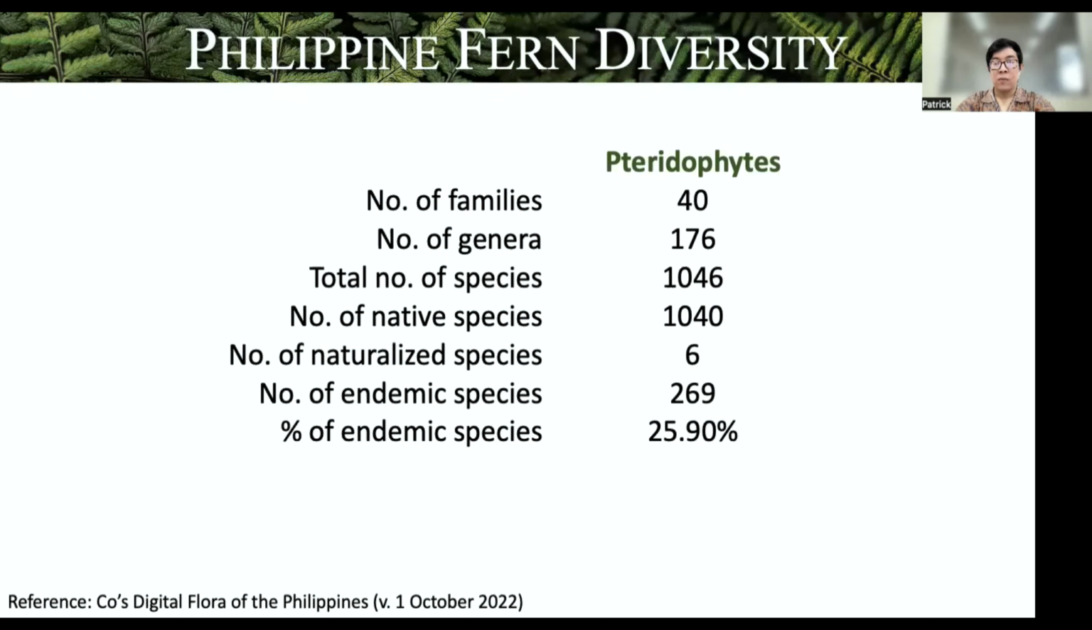The checklist for the Philippines, which follows the Pteridophyte Phylogeny 1 published in 2016, lists about 40 families of ferns and lycophytes, 176 genera, and 1,046 total species, six of which are naturalized. So 269 of the total number of native species constitute about 26% of the total number of ferns and lycophytes in the Philippines.